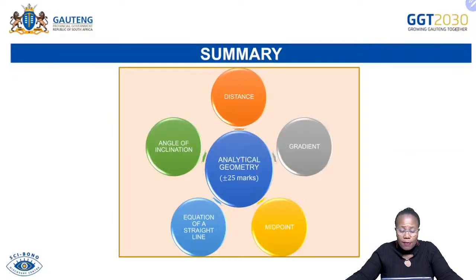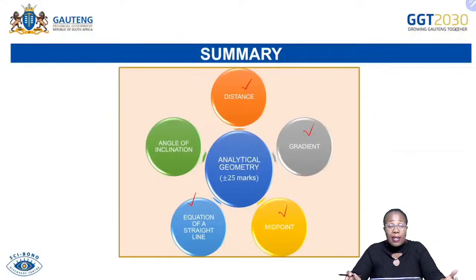So, a summary of everything that we have done today: we did analytical geometry, which is plus or minus 25 out of your 150 paper. We have done the distance and its application, the gradient and the application of gradient, determining the midpoint and its application, determining the equation of a straight line given different conditions, where you are given an inclination, given two points, given a gradient and a point, given a perpendicular line and a point, given a parallel line and a point. So you must be able to answer all of them.